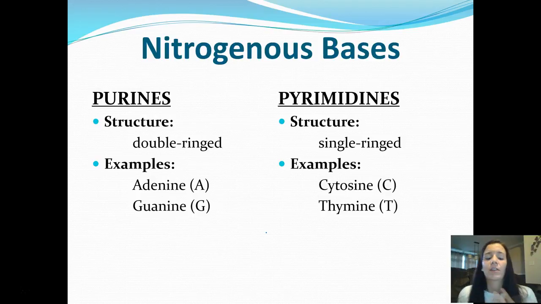Here are the nitrogenous bases in terms of their structure. Two of them are double ringed and two of them are single ringed. Now, if you notice, a double ring pairs with a single ring.